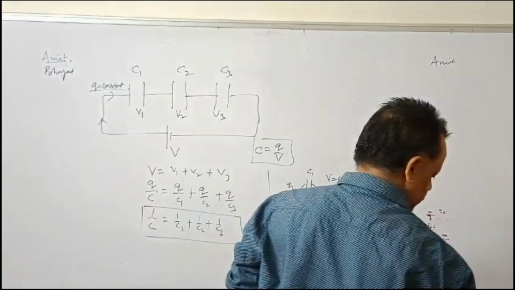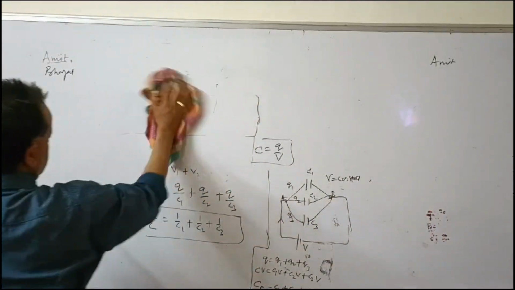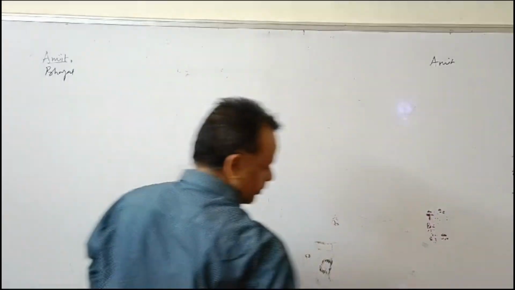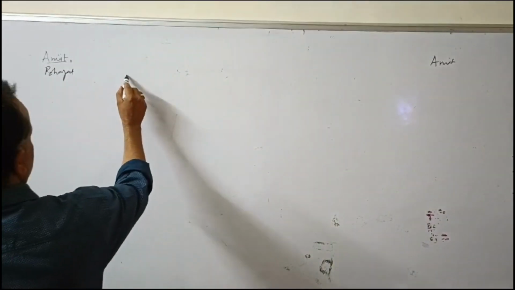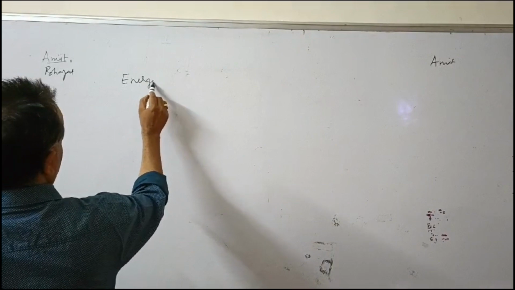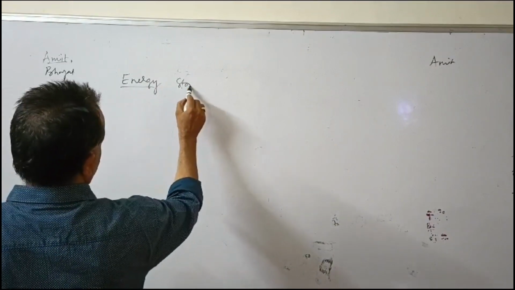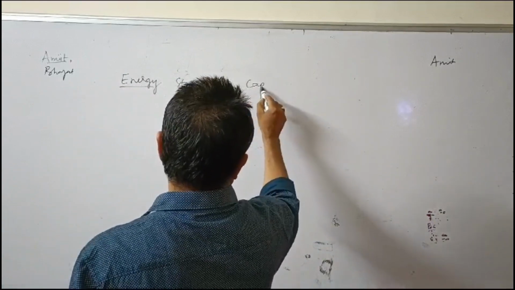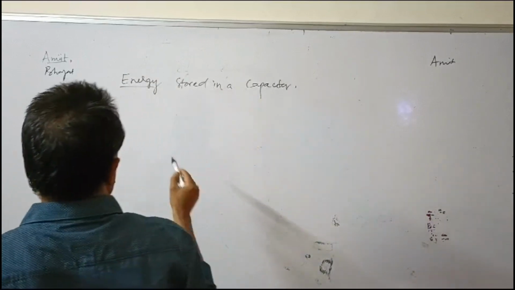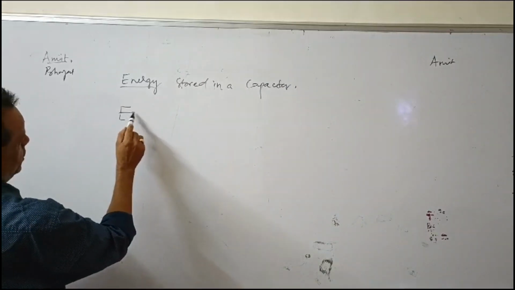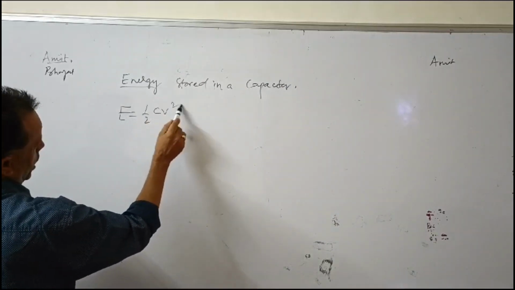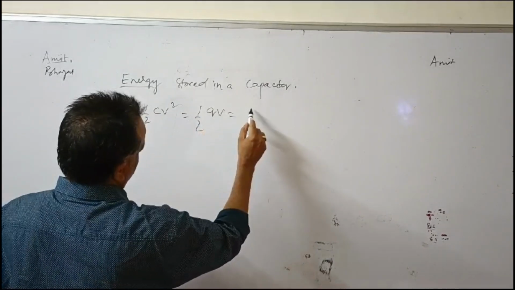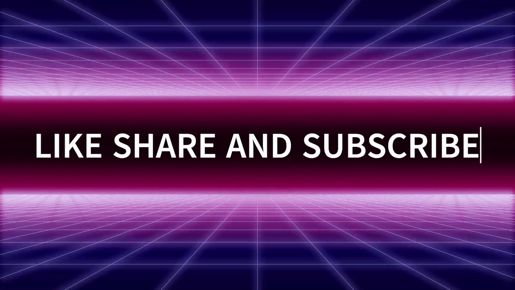Now we'll go for energy stored in a capacitor. Energy stored in a capacitor can be half C V square, or it could be half Q into V.